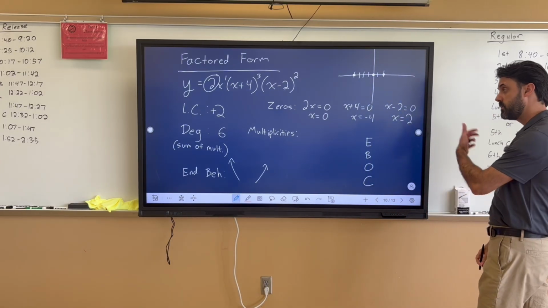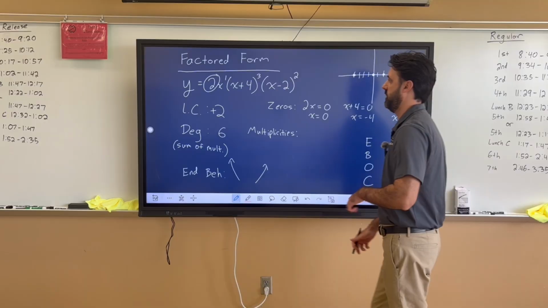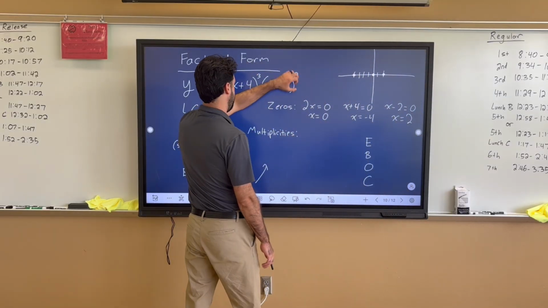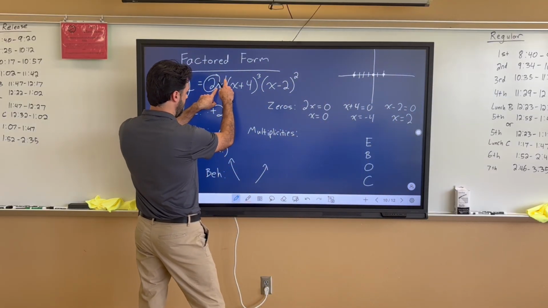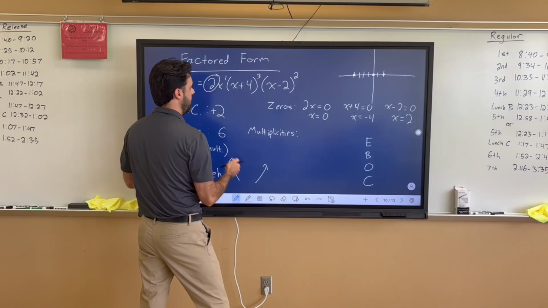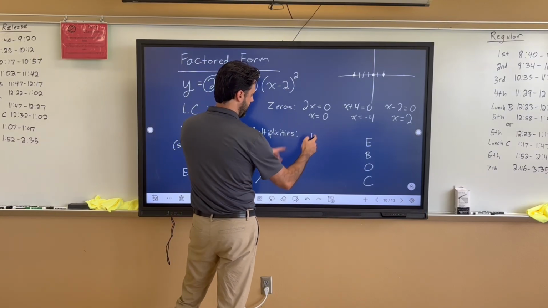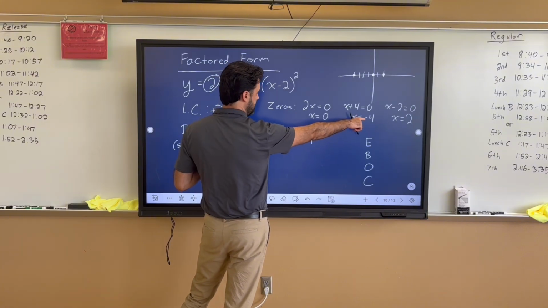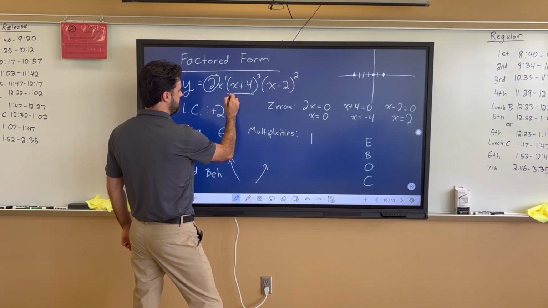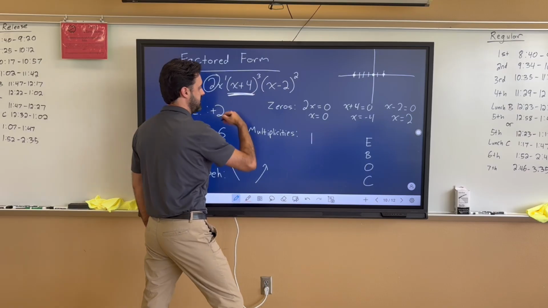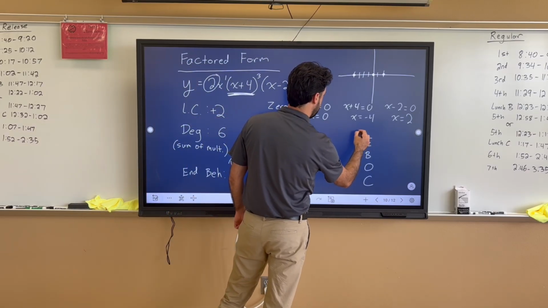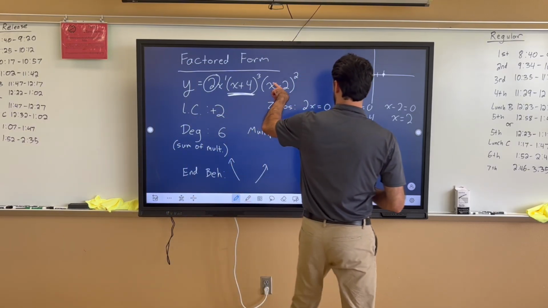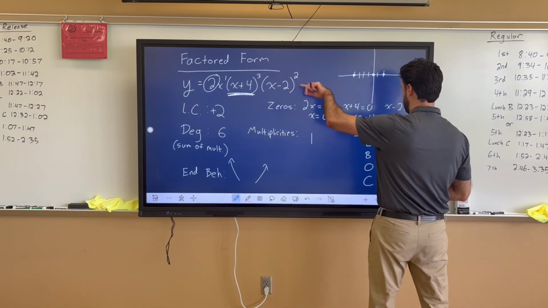Now, multiplicities. All right, that's referring again to these exponents on each of the factors. And so the multiplicity on x was 1 because it was to the first. So at x equals 0, the multiplicity is 1. The 0 of -4 came from this factor, so its multiplicity is 3. I'm going to write that right here. And then x equals 2 came from right here, so the multiplicity was 2.